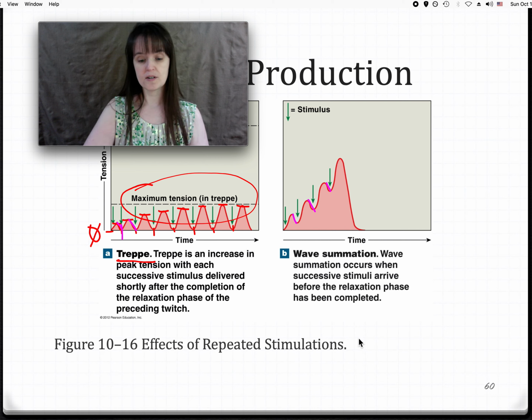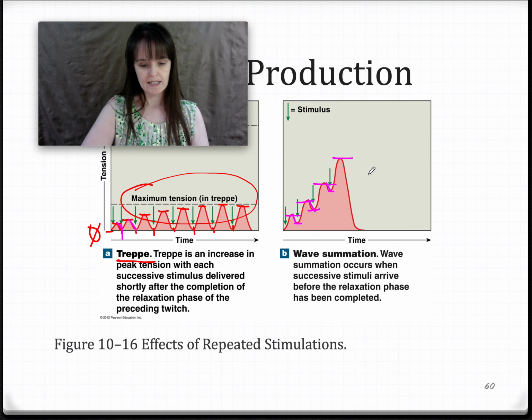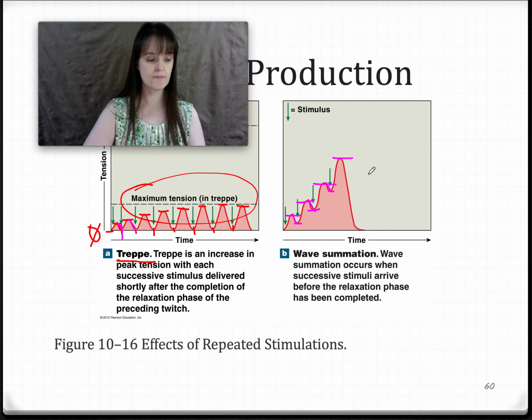Each contraction will have a slightly higher tension than the previous contraction because you're starting from not completely relaxed and you're increasing a little bit each time. So each contraction will have a slightly higher tension than the previous one, up to a point. And again, the stimulus frequency is the number of stimulations per unit time. In this case, seconds are the units of time.